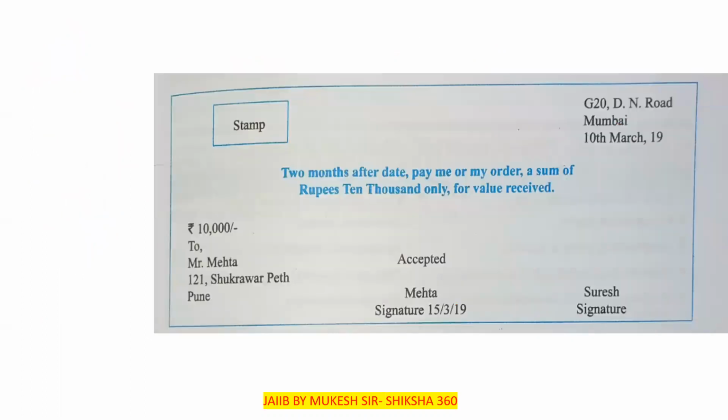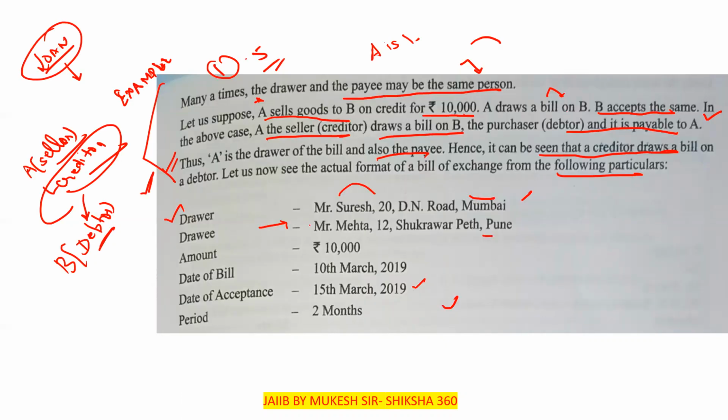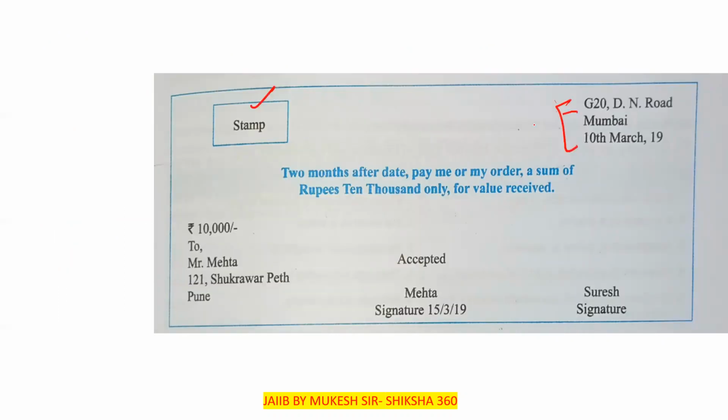So what is the actual format? There is a stamp, and G20 DN Road, Mumbai. It is to be written down by Suresh.